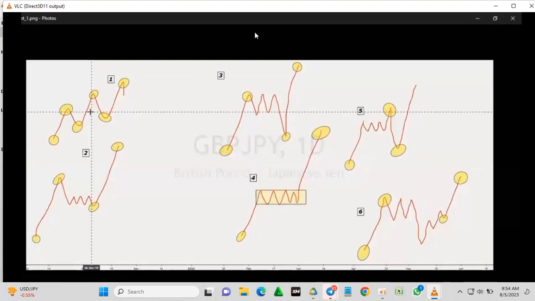Let's look at these 6 types of ranging setups. The first one makes a clear move, price comes to discount to make a higher low and ranges a little bit, and then continues the uptrend to make a higher high. Number 2, higher high, higher low, then price ranges in discount, then moves up. Number 3, price ranges in premium, then grabs liquidity below on the higher low, then rallies up.